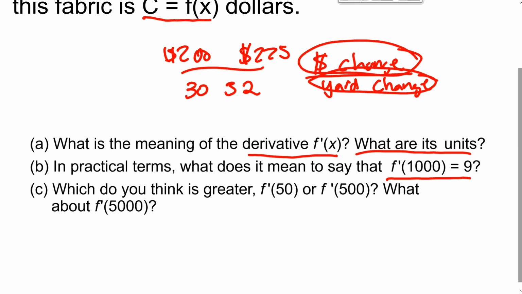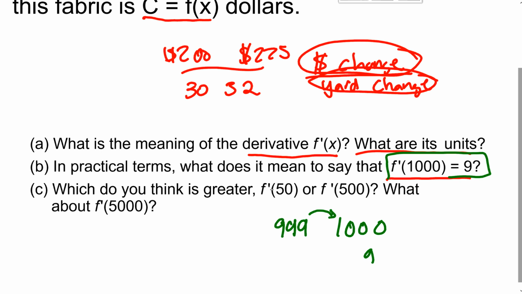Or for that, not a total of $1,000 does it cost, or 1,000 yards does it cost $9, but going from 999 to that 1,000 yard will cost $9. So that one extra yard is going to cost us $9. That's what f prime of 1,000 equals 9 means. It's making that 1,000th yard, it's going to cost us $9.